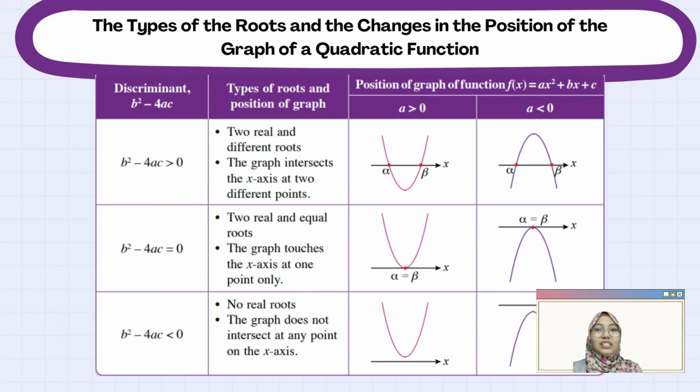Next, we will summarize our observation of the types of roots and their effects on the position of a quadratic function. For functions with real and distinct roots, the graph will intercept at 2 points on the x-axis. For functions with real and equal roots, the graph will intercept at 1 point on the x-axis. For functions with no real roots, the graph will not intercept the x-axis at all.